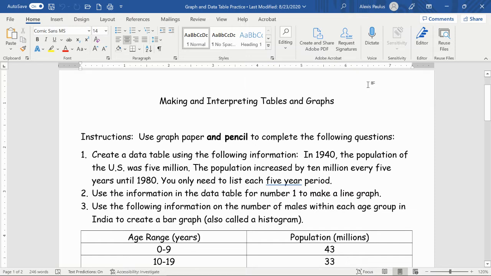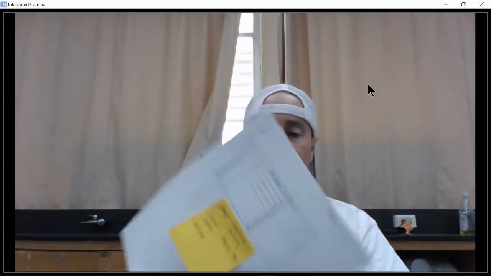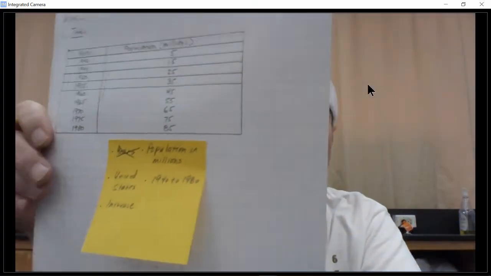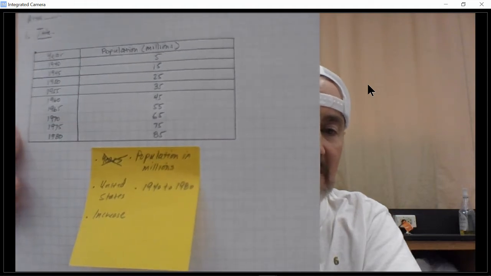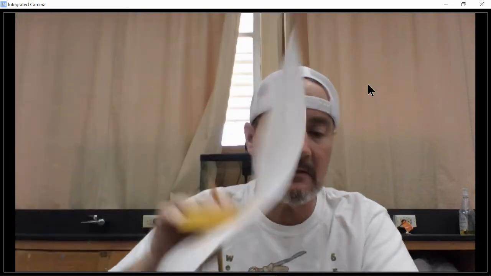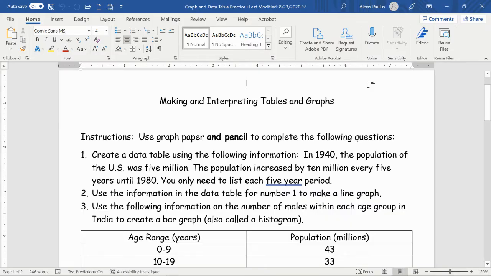Yeah, okay, so here's my list. Population in millions, United States, 1940 to 1980, and the population is increasing. Did it talk about the gender? Nope, it didn't say anything about men, women, children, different cultural groups. Nope. Okay, so I don't know.